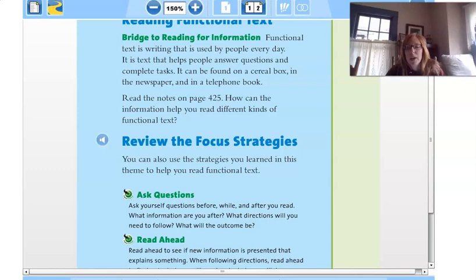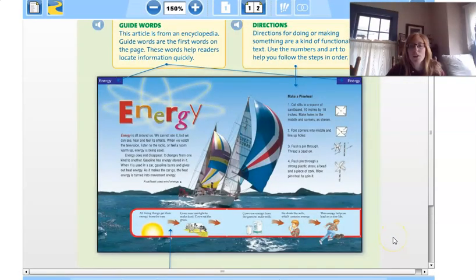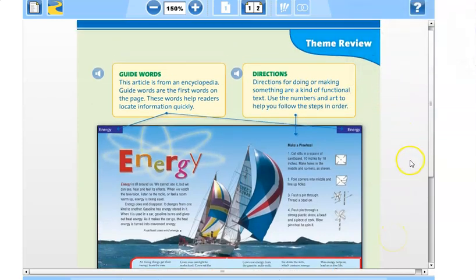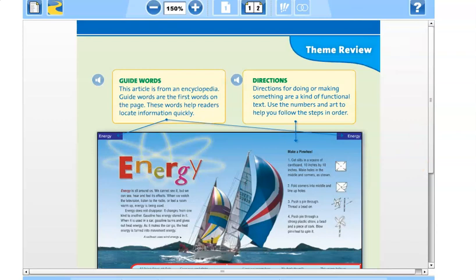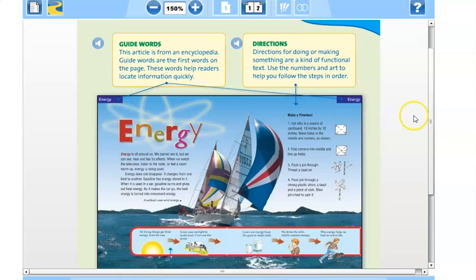And we're going to look at page 425. Now 425 has some very interesting pieces that we need to look at, and I'll get out of your way here. So the first thing are our guide words. So if you look up top, we use guide words all the time when we're looking in dictionaries, and they're in alphabetical order, so that's very helpful. So you can see guide words up top.